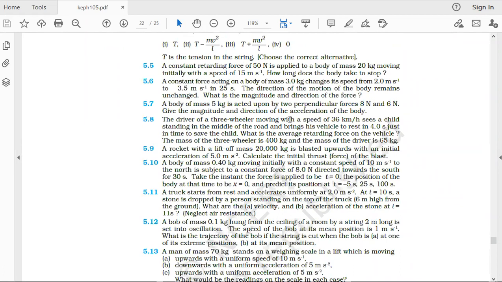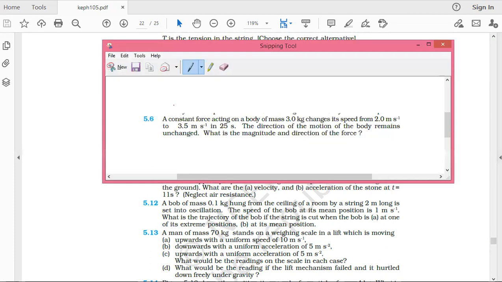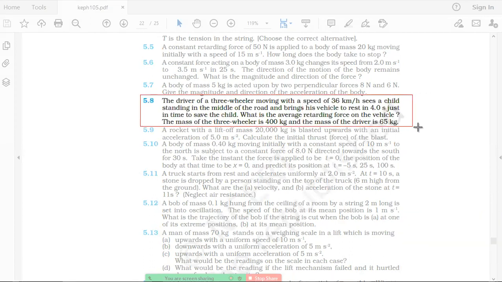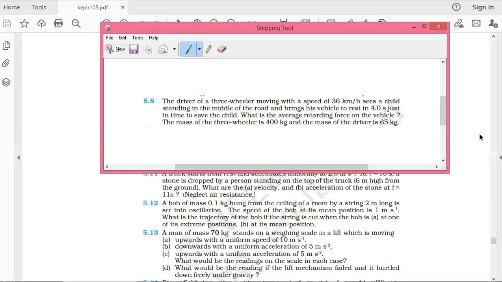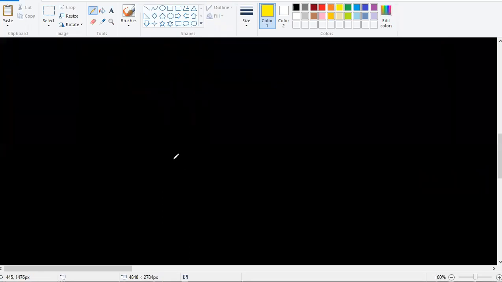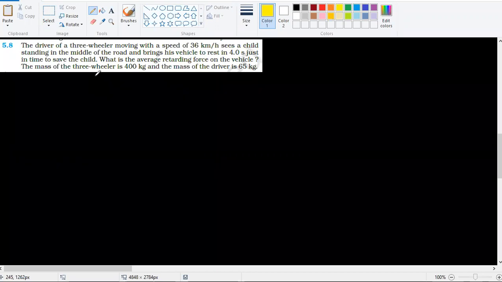5.7, I think you said we already did it, right? Yes, sir, we did it. Okay. Your voice is very low. What about 5.8? Driver of a three-wheeler moving at the speed. No, we didn't do 5.8. I did this one, sir. Great. Okay, even I did so. Anybody want me to do this, or anybody had any trouble, or is it an easy one?